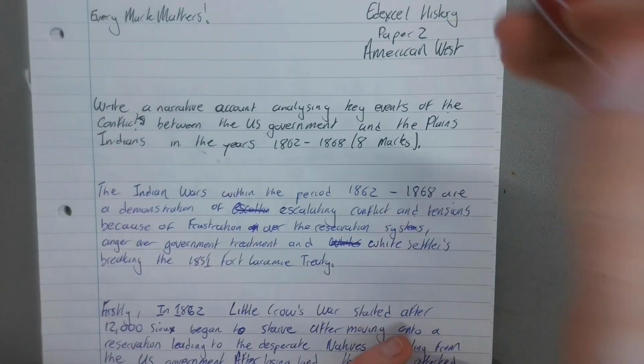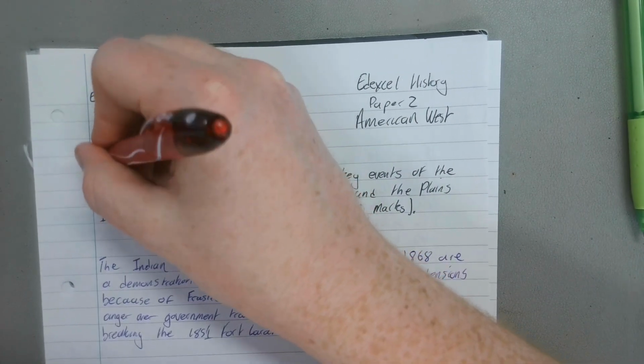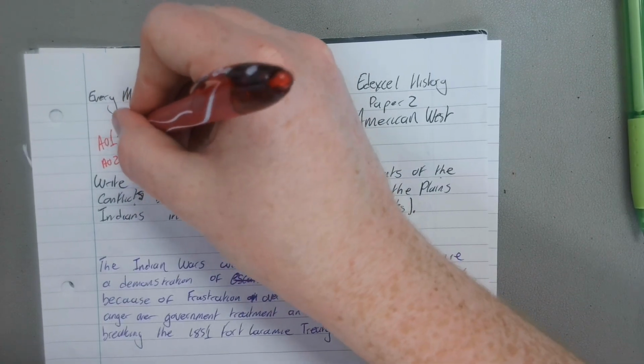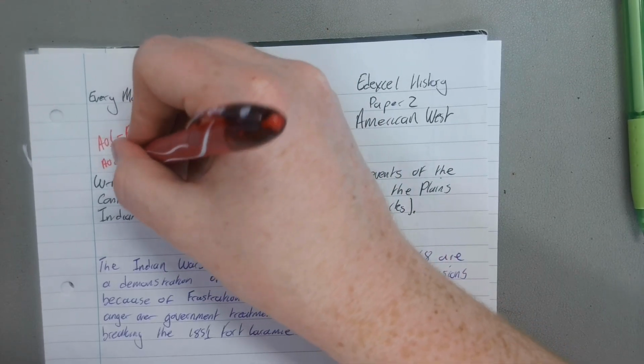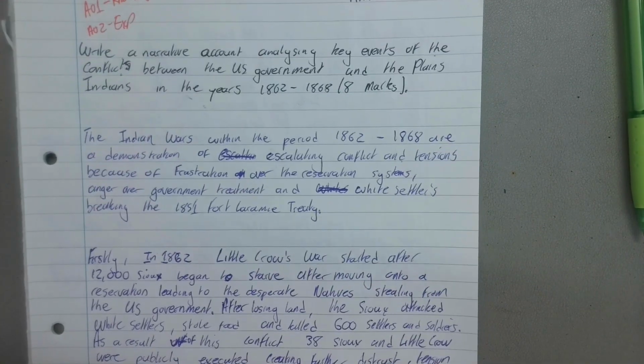Let's have a little look at my answer. So what I'm going to do is mark mine using AO1 and AO2. And remember, AO1 is your knowledge, and AO2 is your explanation. Right, let's have a quick look then. I'm very conscious of my handwriting, so I'm going to read it out to you.